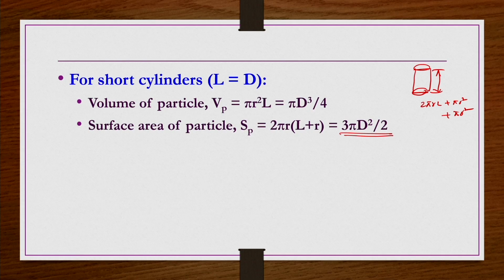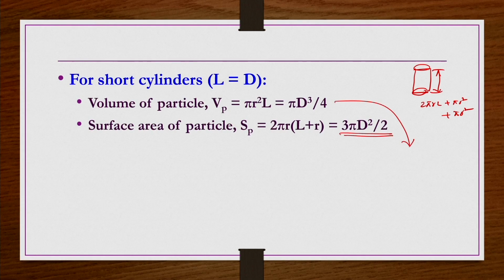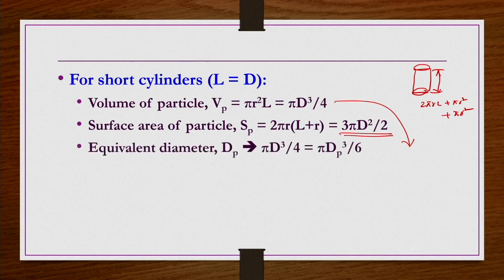Now, we have to find out the nominal diameter of the particle. So, we have to equate the volume of the particle to the volume of a spherical particle whose size is dp. Then we get the equivalent diameter dp is equal to 1.1447 d, that is, pi d cube by 4 is equal to pi dp cube by 6. So, from here dp you get 1.1447 d. So, this is the reason.